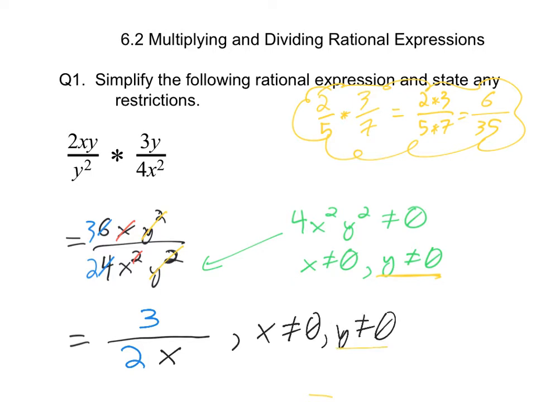Note that even though this simplified expression does not contain y at all, our original expression did contain the variable y, and we are not allowed to have y equal to 0 in that original expression. Even though the y has been simplified out, we have to list it as a restriction, because if we were to use it in the original rational expression, it would cause division by 0, so it is non-permissible. So the final answer is 3 over 2x, with x not equal to 0 and y not equal to 0.